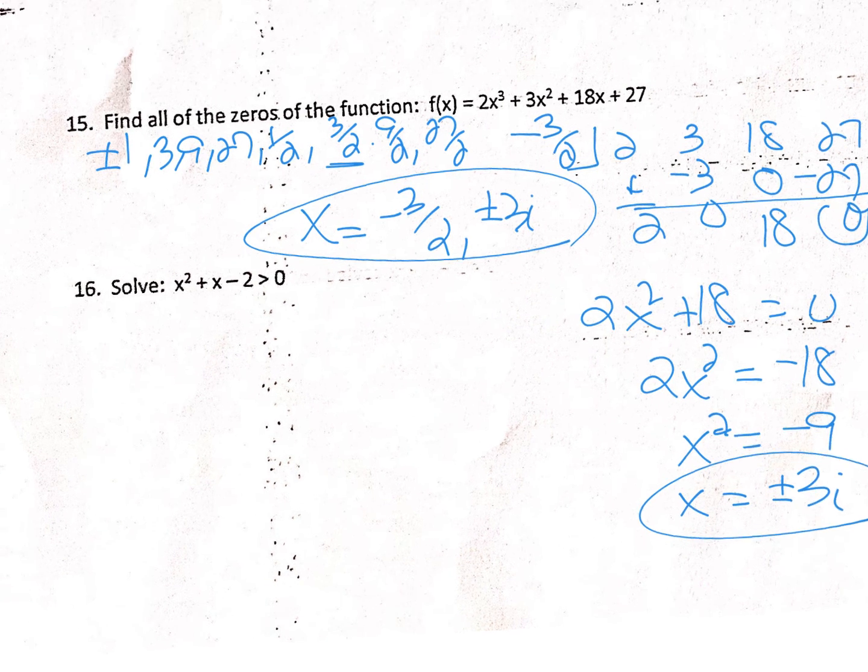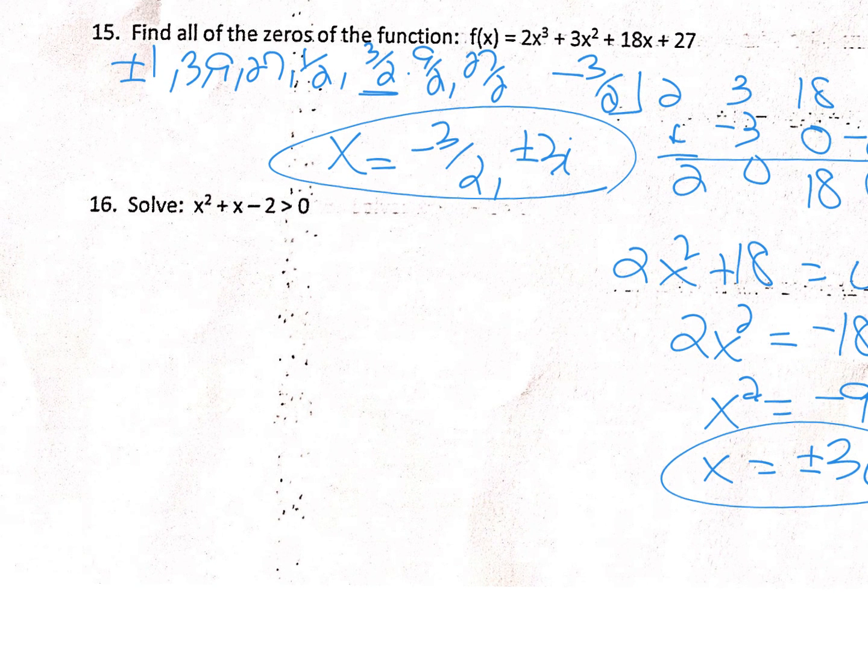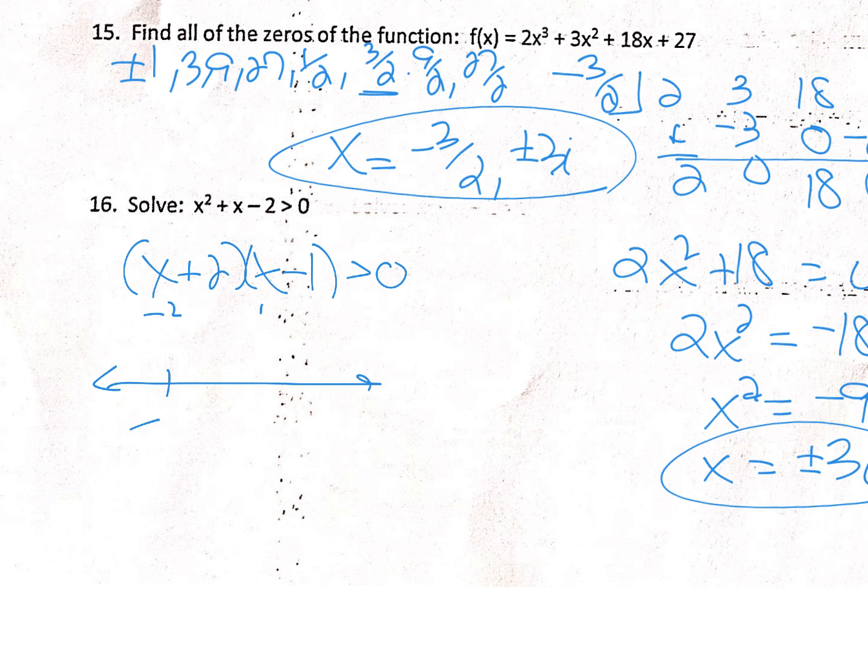And the last one, number 16. All right, it says solve that inequality. Factor first, x plus 2, x minus 1. Did this a while back. And my zeros are going to be -2 and 1. But what I'm going to do with those, remember, I'm going to put them on the number line down here, -2 and 1. I'm thinking this is coming back to you now.